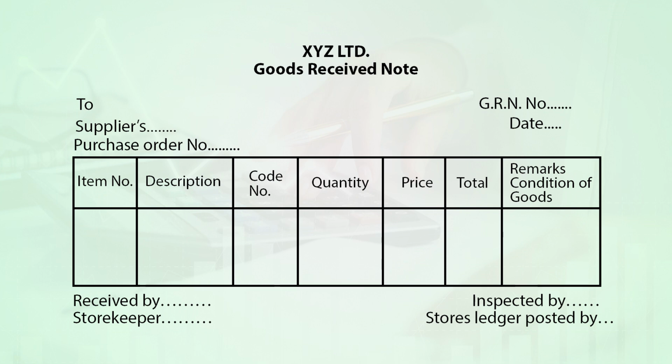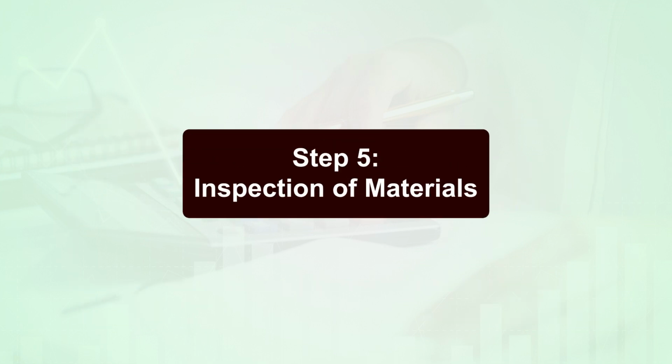of goods, and it is to be written who has received these goods, that is goods received by, the storekeeper's name, who has inspected the goods, that is inspected by, and stores ledger posted by, that is in which account that goods are recorded. Let's discuss the next step, that is step 5, inspection of materials.